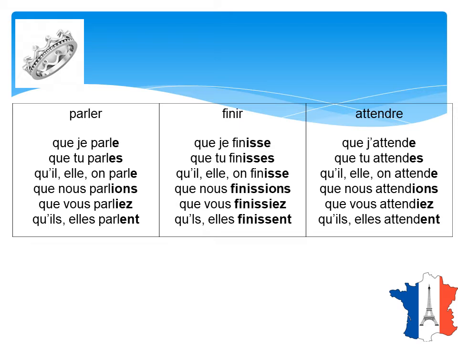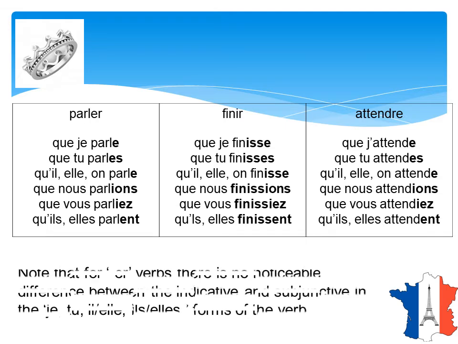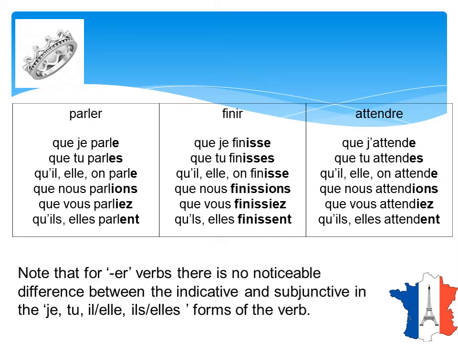And remember, que comes as a part of the subjunctive conjugation because the subjunctive always comes in a clause. It doesn't come at the start of the sentence. Note that for er verbs, there is no noticeable difference between the indicative and subjunctive. So je, tu, il, elle, and the ils and elles plural forms are similar.